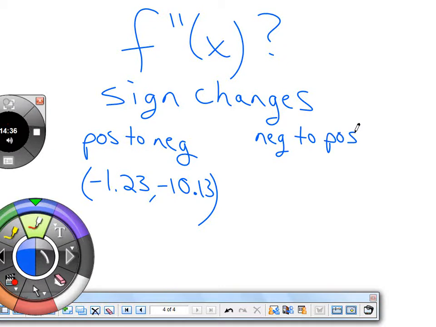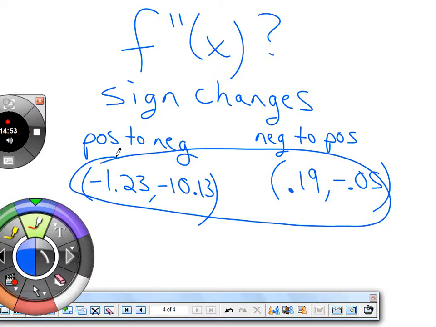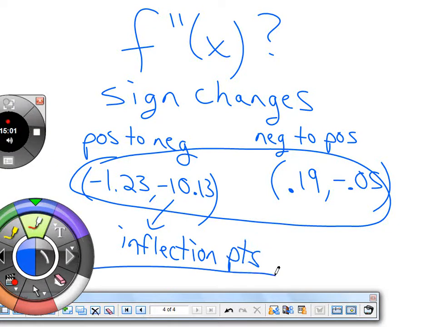and that was at 0.19. That was negative 0.05 was the y-coordinate that went with that. So of course we can tell, concave up, concave down. These actually are inflection points because there was a sign change at these spots. And you guys know the intervals of concavity. I'll go ahead and write those down as well. But you know, these inflection points kind of separate and give us the intervals of concavity.